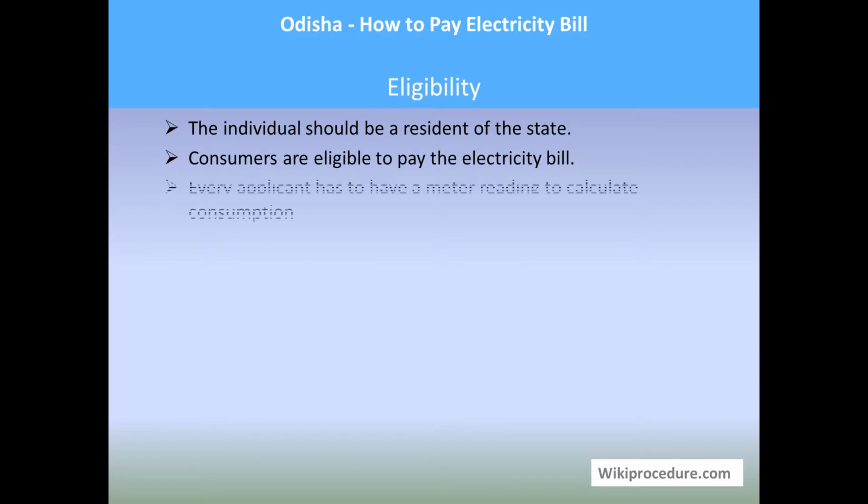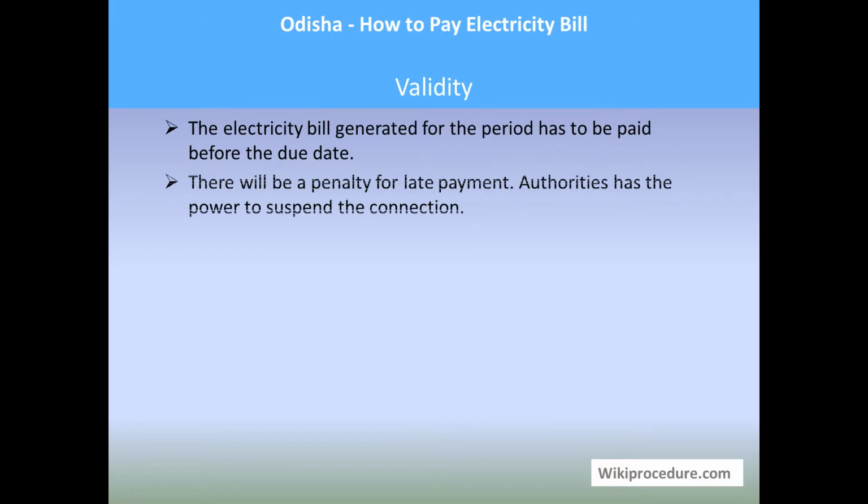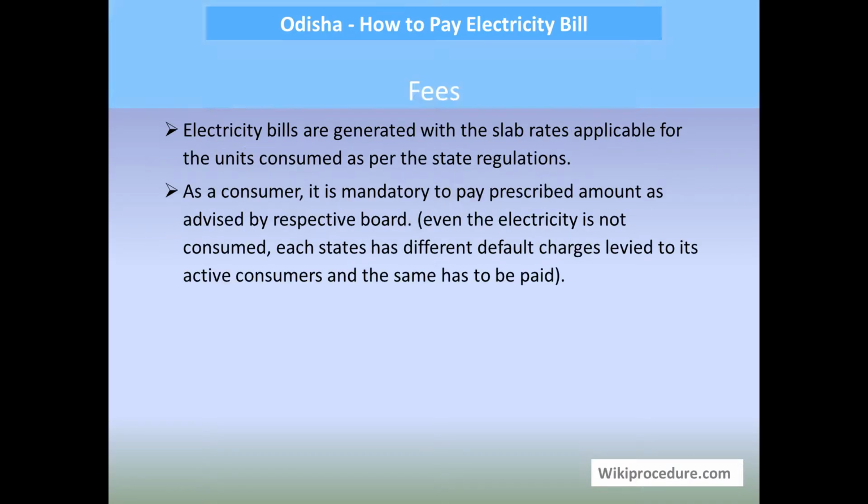Eligibility. The individual should be a resident of the state. Consumers are eligible to pay the electricity bill. Every applicant has to have a meter reading to calculate the consumption. Validity. The electricity bill generated for the period has to be paid before the due date. There will be a penalty for late payment. Even suspension of connection will be taken care by the authorities if you are not paying on time. This payment is valid for the consumed electricity units.